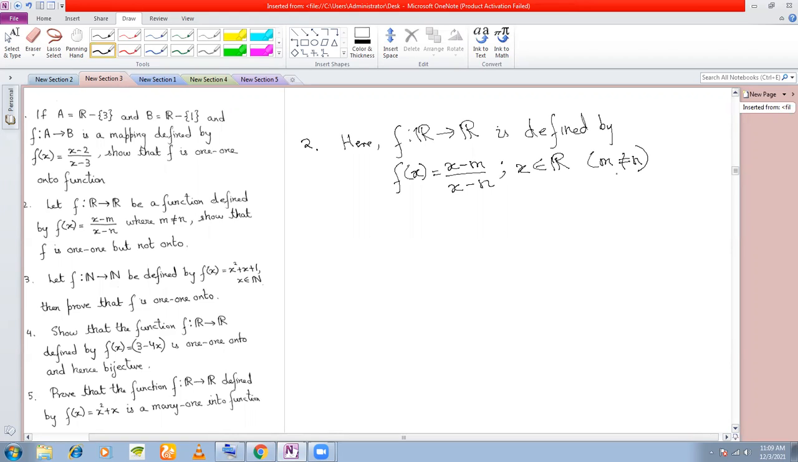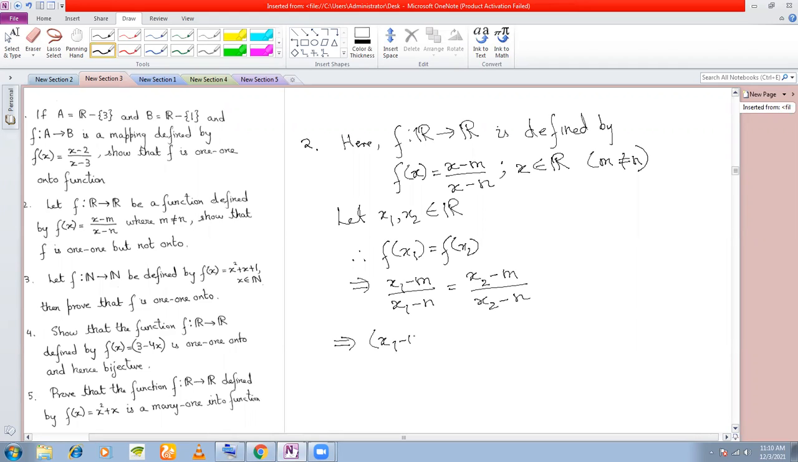How do you show it? First, let us show that f is 1 to 1. You need to show f is 1 to 1 but not onto. Okay, so let's first show f is 1 to 1. Let x1, x2 belong to R, that is the set A. Therefore, what does f(x1) is equal to f(x2) mean? It means (x1 minus m) divided by (x1 minus n) is equal to (x2 minus m) by (x2 minus n).